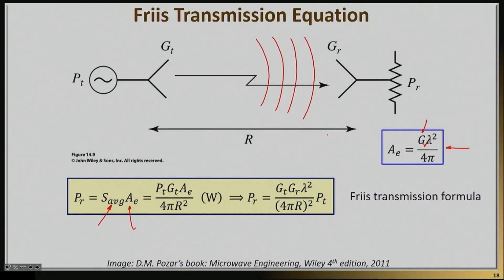Now, for some antennas, this effective aperture is actually related to the real antenna aperture. For example, if you have a horn antenna, the effective aperture is actually proportional to how big is the actual opening of the horn.